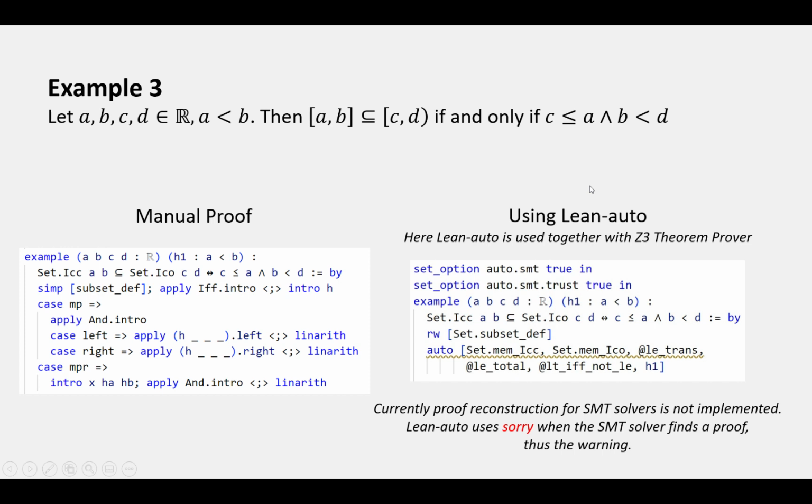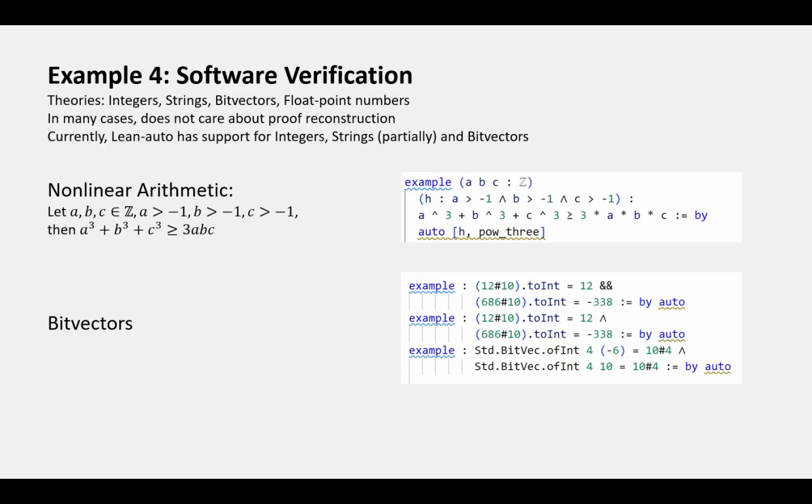Here is another example that involves real numbers. In this case, you can see that LeanAuto can also reduce the proof length. The above three examples are the type of problems that you will encounter in the math lab. However, LeanAuto is also potentially useful for software verification. In software verification, you usually deal with integers, strings, bit vectors, floating point numbers. So LeanAuto is expected to solve these types of problems.